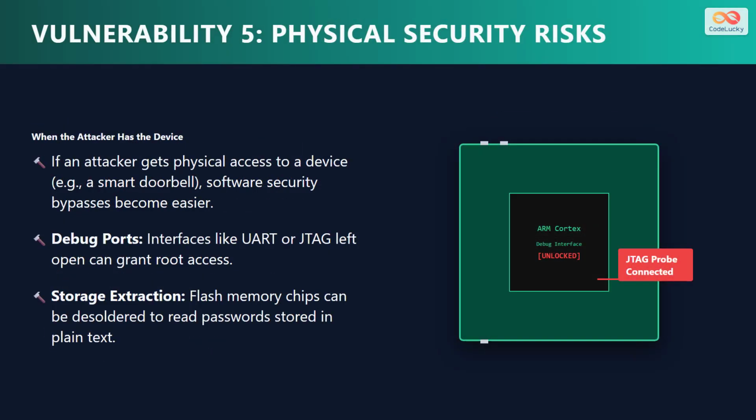We must also consider physical security. If an attacker can physically touch a device, like a smart doorbell or an outdoor camera, they can do significant damage. They might connect to exposed debug ports on the circuit board to gain administrative access, or physically remove the storage chip to read sensitive data directly from the memory.